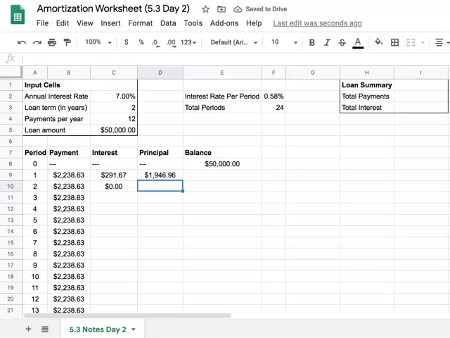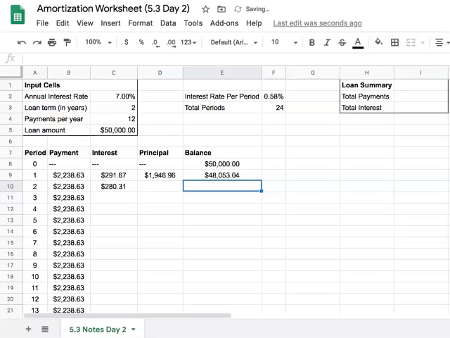And then how do you find the balance? What's left? Well, the balance is going to be equal to whatever the balance was before minus the amount of principal that's been paid. Since the balance was 50,000, we're going to start with that. So this is equal to E8, 50,000, and I'm going to subtract the principal amount that we paid, which in this case is D9.